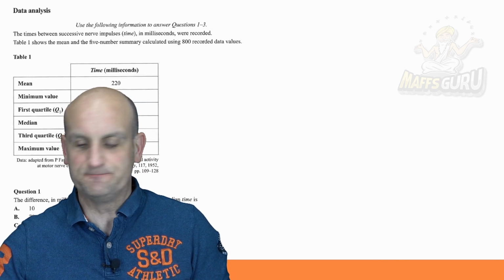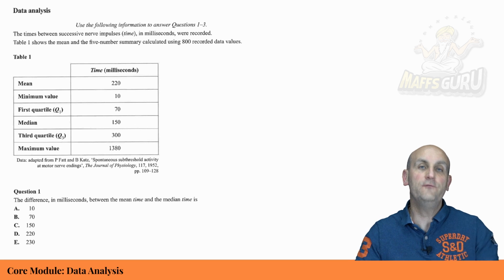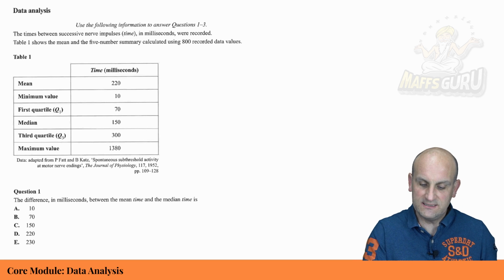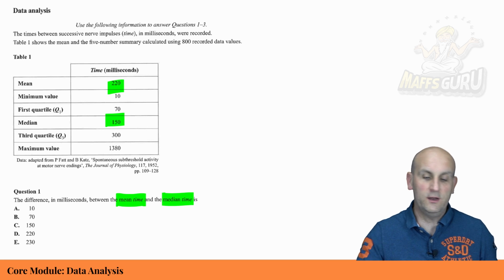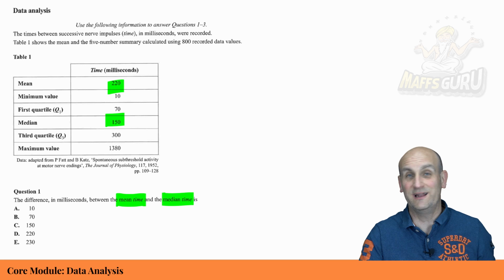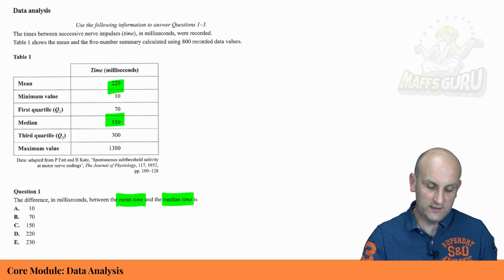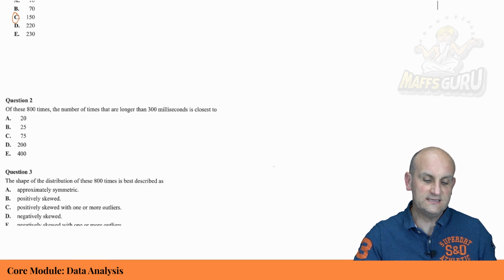So the data analysis was the first section, and hopefully you felt they started relatively easy. It wants the difference in milliseconds between the mean time and the median time. So we've got the mean time of 220, the median time of 150. A lot of these I'm not going to do the calculator work for. Fairly sure most people can put 220 minus 150, and I think that gave me C as the correct answer. All right, nice, easy start.